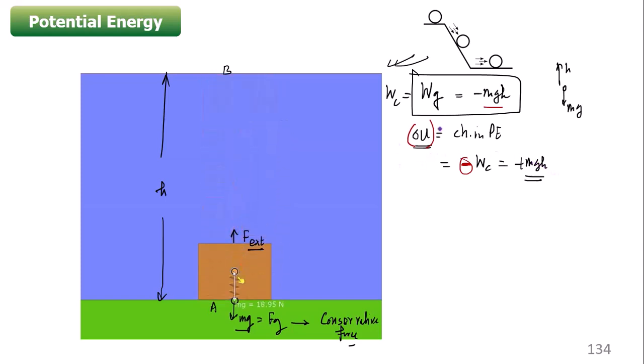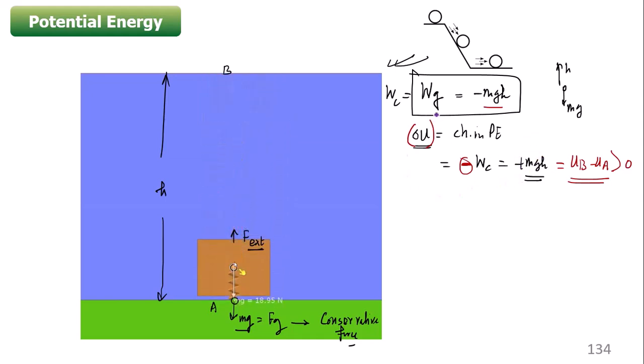Change in potential means what? U_B minus U_A: the potential at location B minus the potential at location A. Why B? Because B is the final position and A is the initial position. So U_B minus U_A is greater than 0. Why? Because mgh is positive. That means the potential in the system has increased.